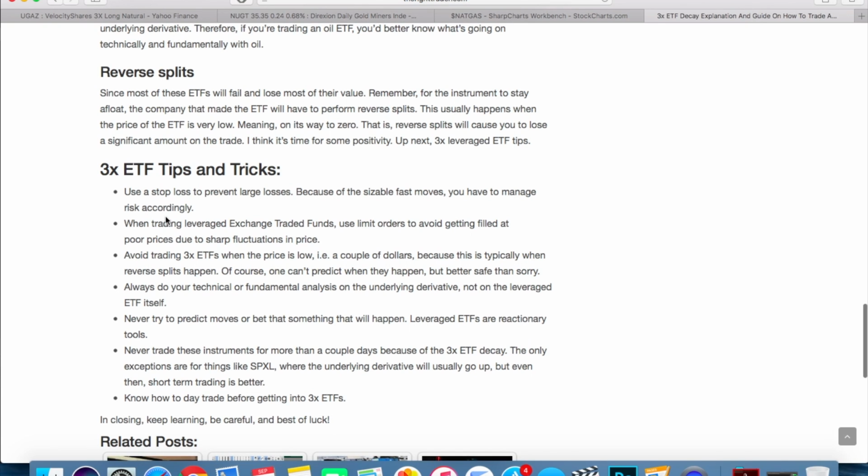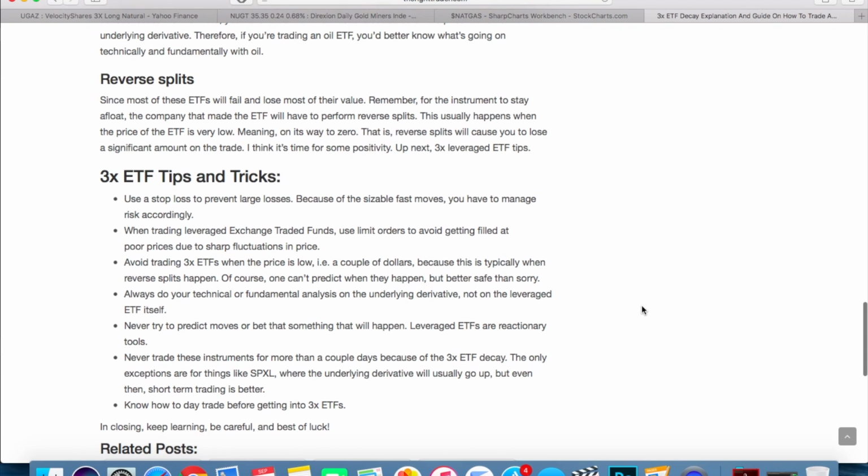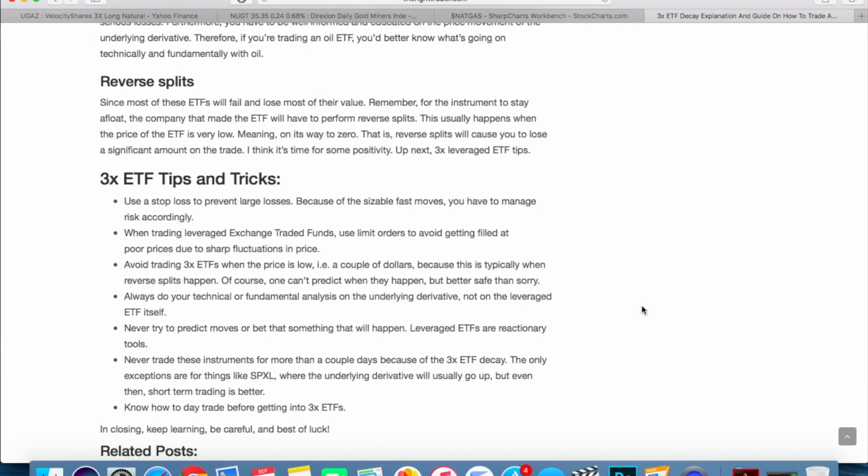So next up, like I mentioned before, avoid trading these when the price is low, just because you might get caught when there's a reverse split, and you don't want that to happen. So better be safe than sorry, right? And plus, when the price is low, the movement on these ETFs gets kind of weird. So it's just all around probably not a good idea.